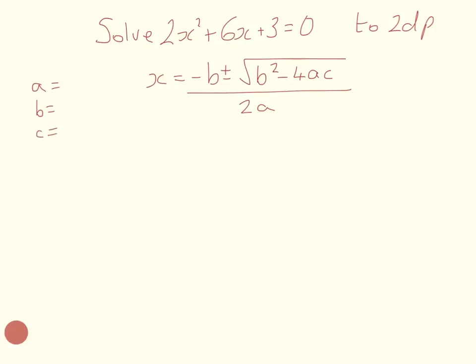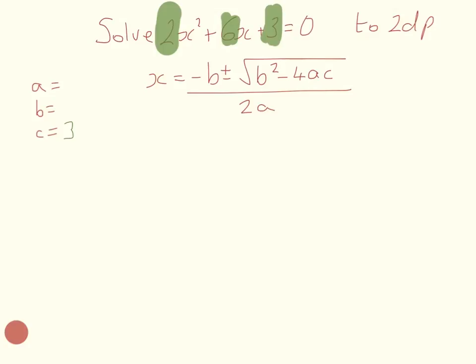We get the values of a, b and c from comparing to the quadratic formula, the general form of it. The general form of the quadratic is ax squared plus bx plus c. So that means the thing in front of the x squared would be a. The thing in front of the x would be b. And the thing left over at the end, including the sign, would be c.